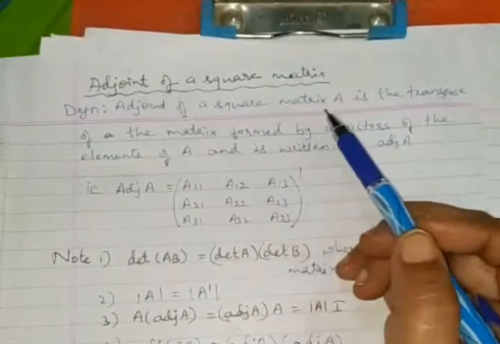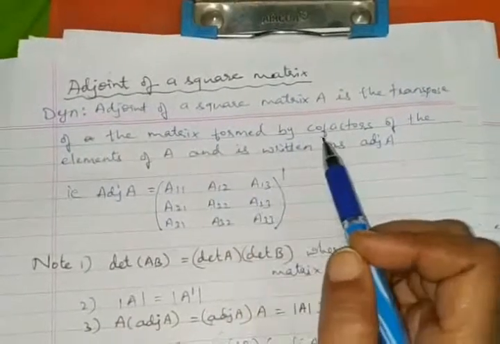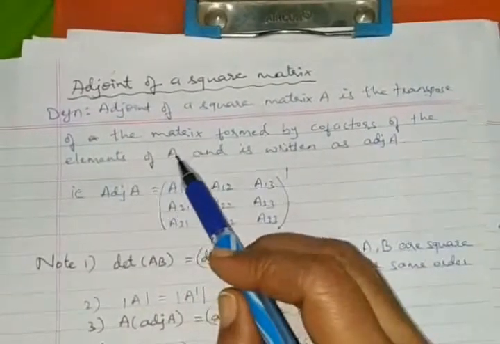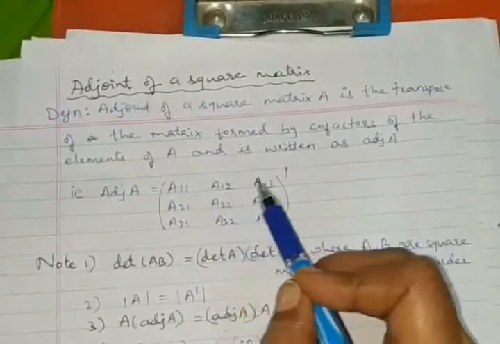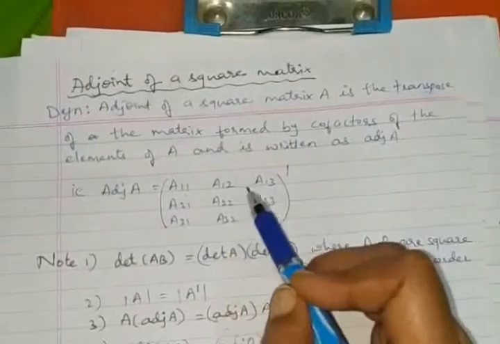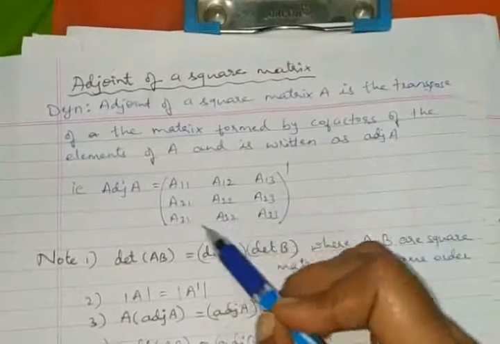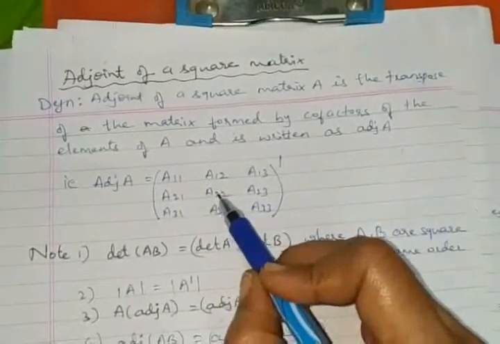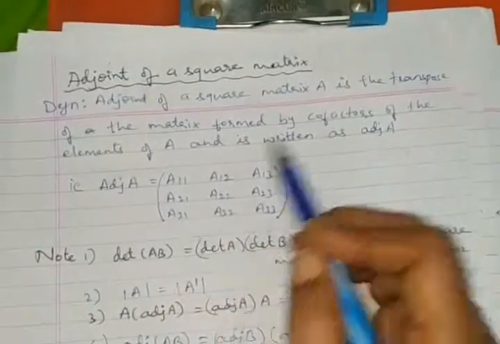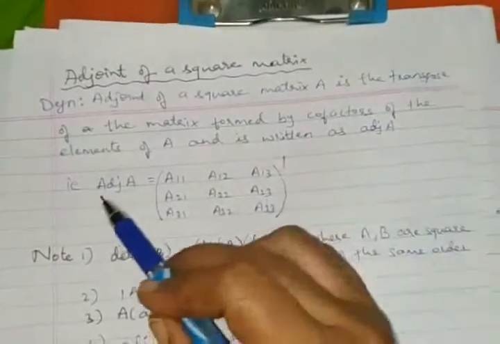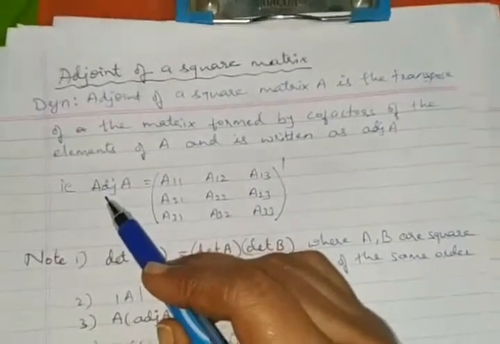The adjoint of a square matrix A is the transpose of the matrix formed by the cofactors of the elements of A. What are the cofactors we are going to find out? List out all the cofactors once again, and put them in a matrix. That matrix is called the cofactor matrix, but this cofactor matrix's transpose is called the adjoint, denoted by this symbol, adjoint of A. So that is the definition. The same thing I have given here in the symbol.